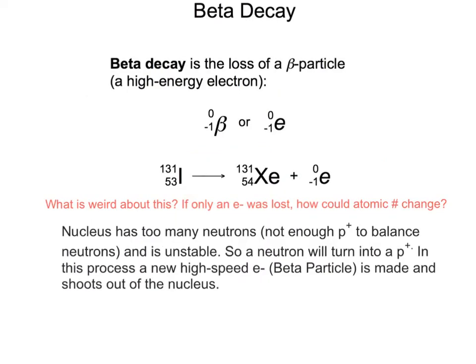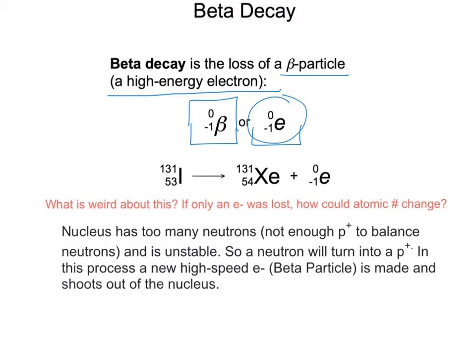Beta decay is the loss of a beta particle. A beta particle is a high energy electron, a high speed electron because it has so much energy. The symbol for a beta particle is this or this. Conventionally, if you're talking about a beta particle, oftentimes you may see this more often because this is going to represent something else later on and it can be a little confusing.